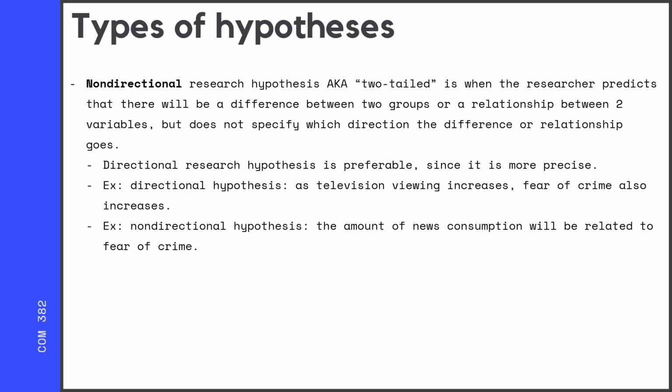You want to try to have a directional hypothesis since it's more precise. So a directional hypothesis would be: as television viewing increases, fear of crime increases. A non-directional hypothesis would just be: the amount of news consumption will be related to fear of crime. Or, comm majors and poli-sci majors will have different LSAT exam scores. But you don't predict any particular direction that they go in. Try not to do that.